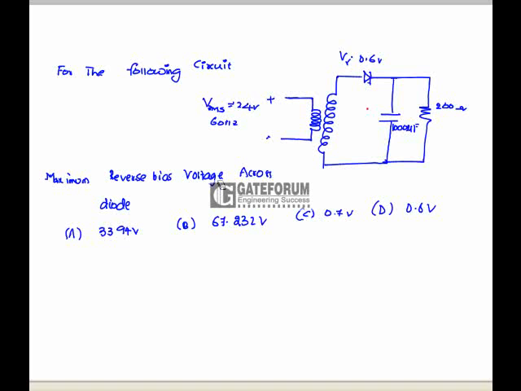In the circuit, the maximum reverse voltage across the diode is? Whenever the diode is reverse biased, this voltage is this and this is this. So the reverse bias voltage across the diode is 2 × 24√2 - 0.6, which is 67.282 volts, which is option B.